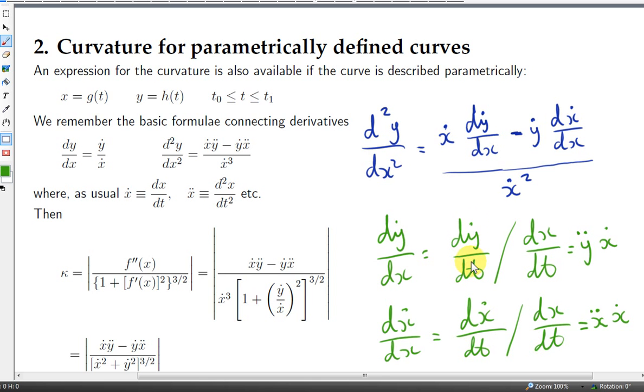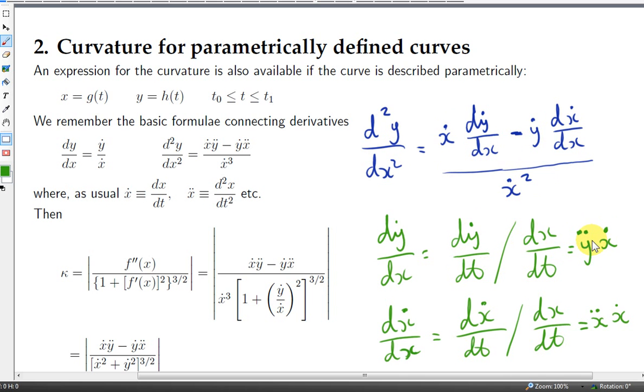But the derivative of y dot with respect to time is written y double dot, and the derivative of x dot with respect to t is written x double dot. So I've just plugged in for those derivatives, dy dot dx and dx dot dx. Finally, we can divide above and below by x dot. So we divide everything on top by x dot, gets rid of those x dots, and then we divide underneath.